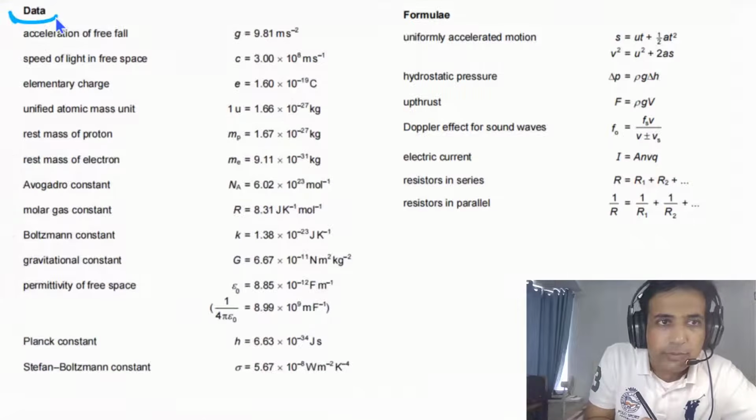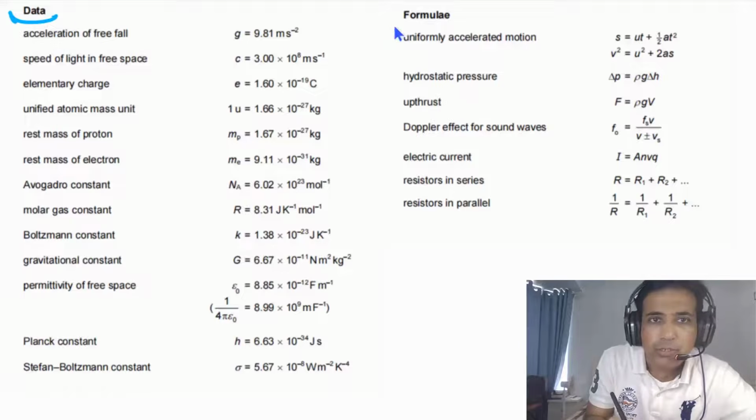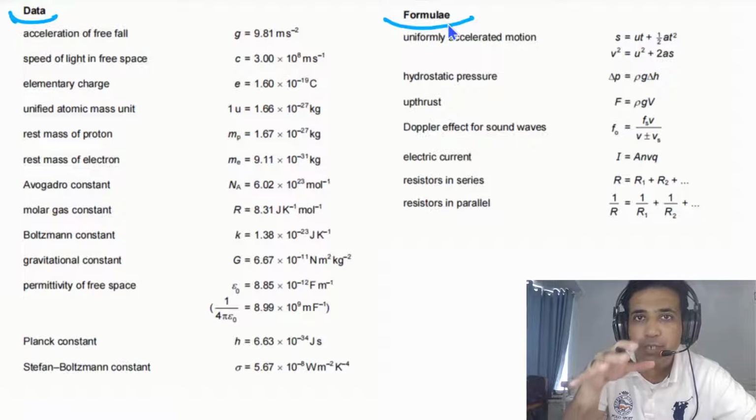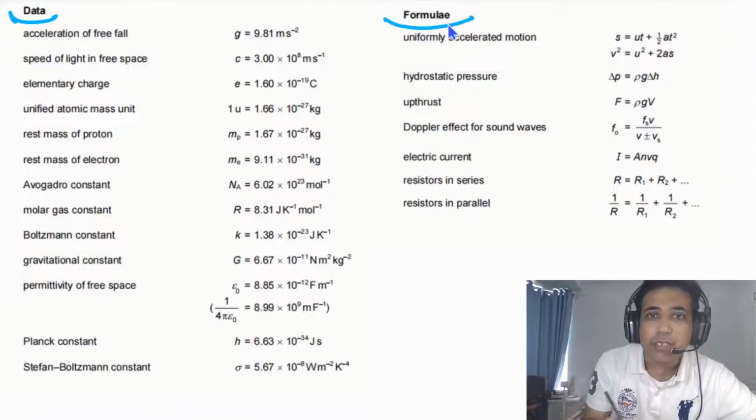On the second page of the exam paper, you can find some important data and also some important formulae. So in the exam, if you need the value of any constants, you can come to the second page of the exam paper and find the values of constants. Some basic formulae are also given to you. If you have forgotten any formulae, you can come to this page and double check.